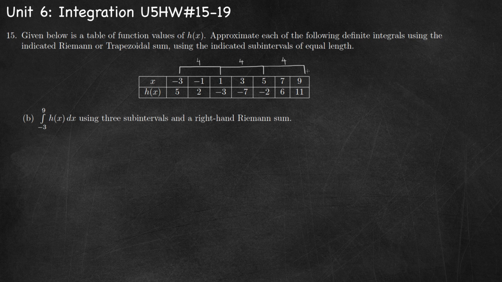To get the height of my rectangles, this is a right-hand Riemann sum, so I'm using the right edge of each rectangle. So -3 for my first rectangle, -2 for my second, and 11 for my third. So the first rectangle has an area of 4 times -3, or -12. My second rectangle has an area 4 times -2, or -8. And my third rectangle has an area 4 times 11, or 44.